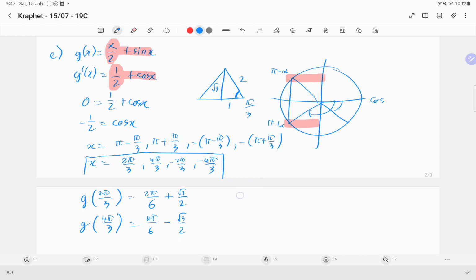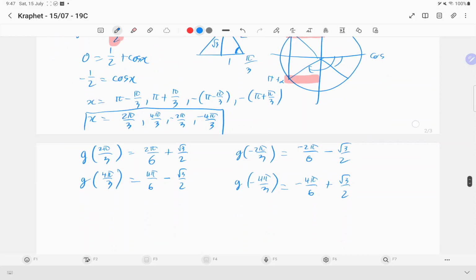Okay, so the sine value of, let's say, negative 2 pi on 3 will be the same, but then there will be an x divided by 2 component to that. So that will be negative 2 pi on 6 and then plus, sorry, negative 2 pi, that'll be on the other side. So minus root 3 over 2. And then g of negative 4 pi on 3 would be in the second quadrant. So that'll be negative 4 pi on 6 and then plus root 3 on 2.